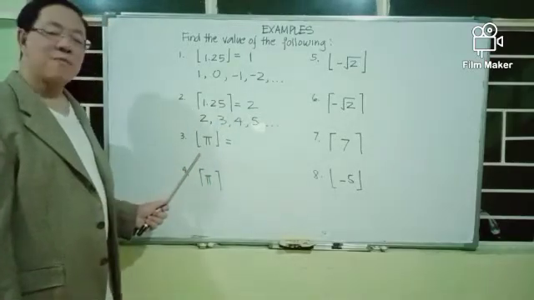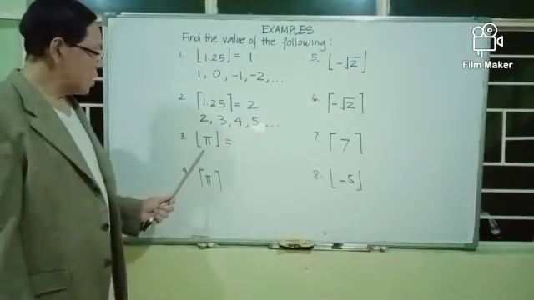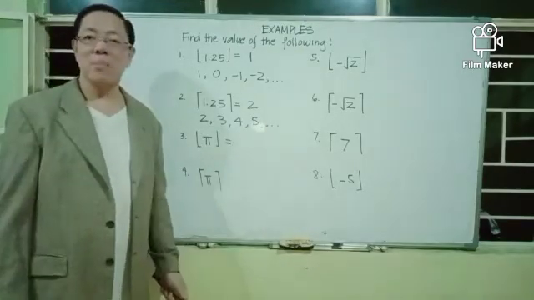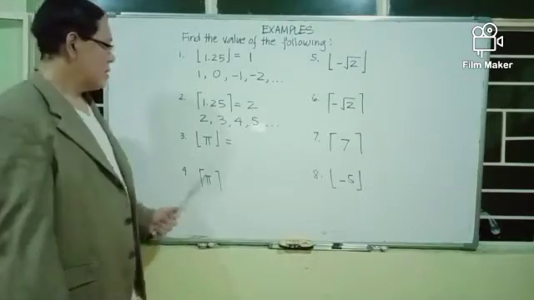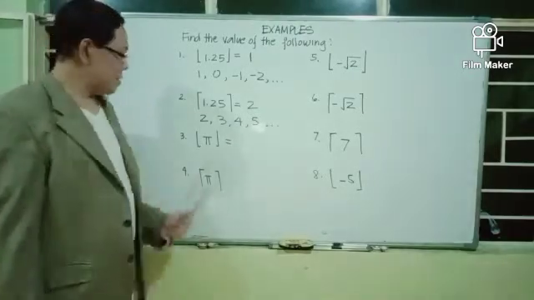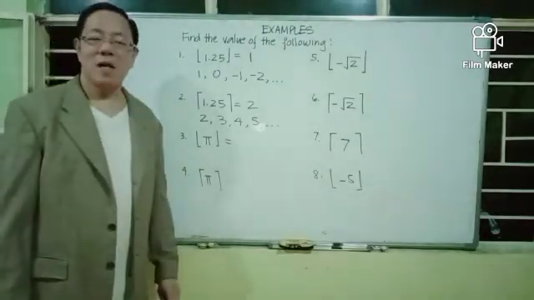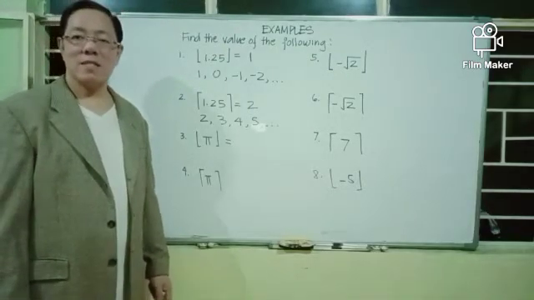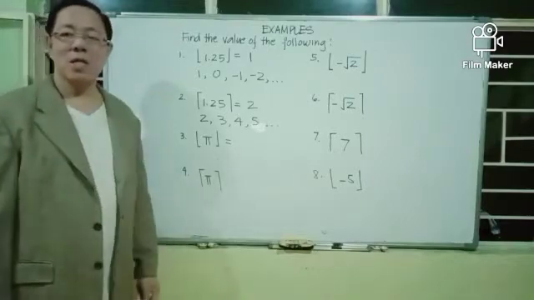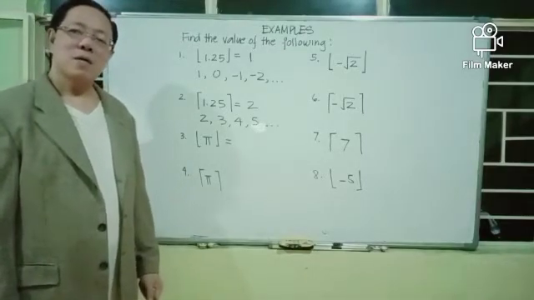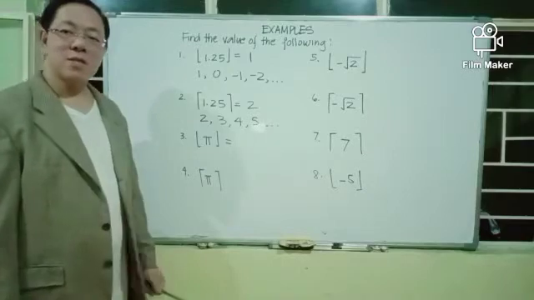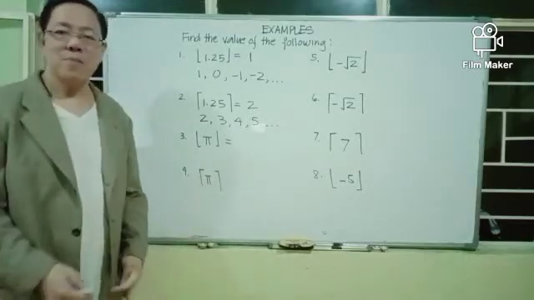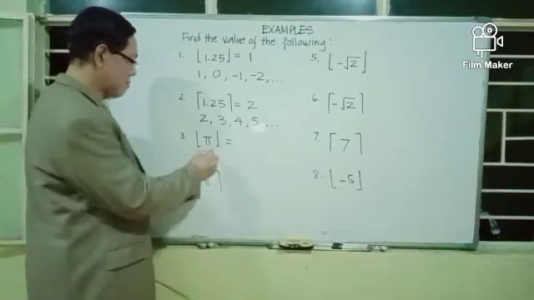Next, we find the floor of the irrational real number pi. Pi is approximately 3.14. And the floor of pi is defined as the greatest integer that is less than or equal to pi, or 3.14. And one of the integers that are less than pi or 3.14 is 3.